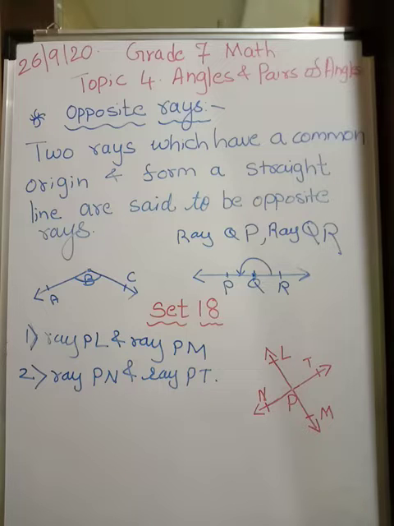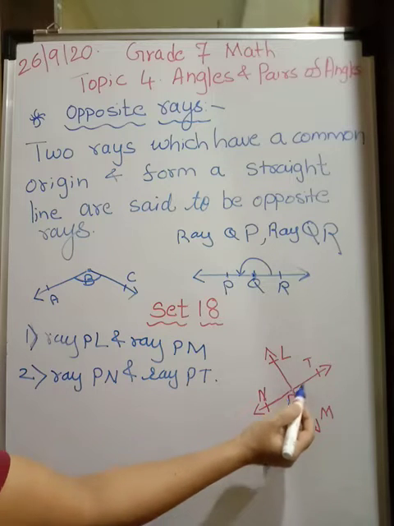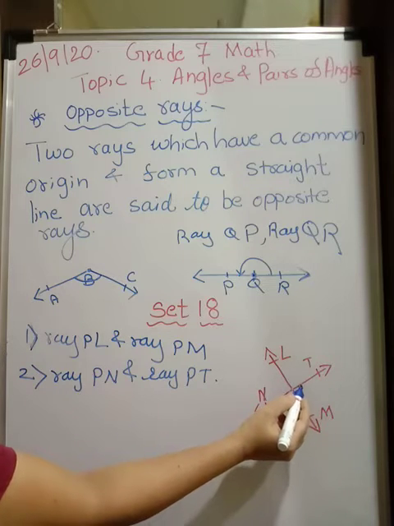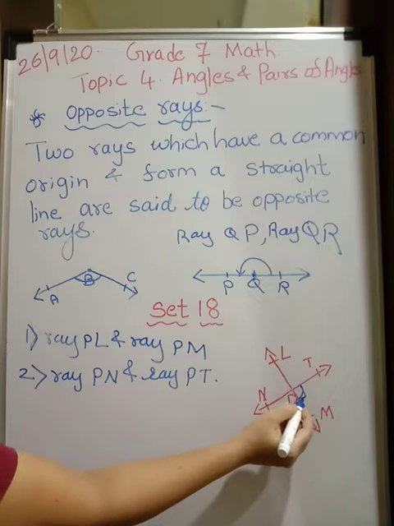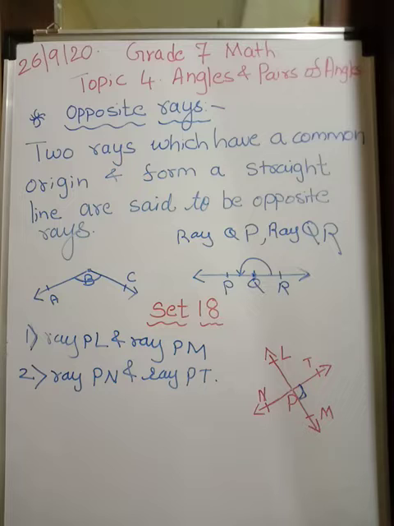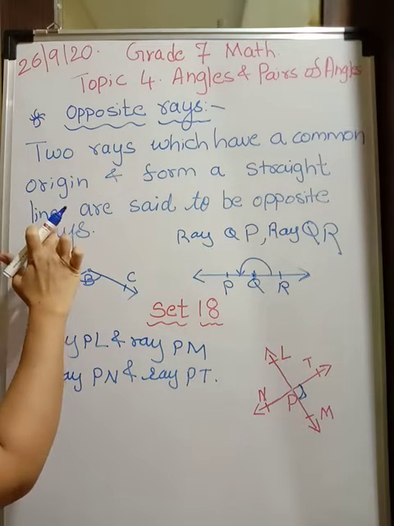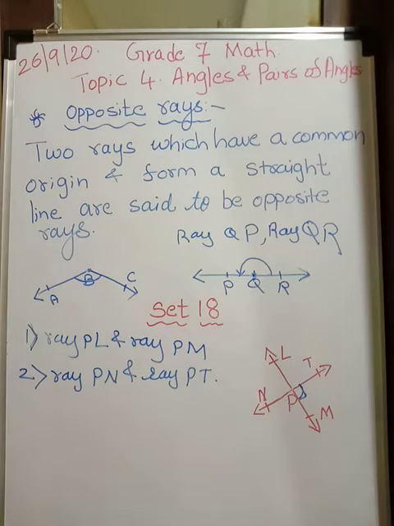Are the rays PM and PT opposite rays? PM and PT. See, PM and PT. These two rays they are asking. Which is the angle over here? Are these two rays opposite rays? No. Because after joining, they have a common origin, no doubt, but they are not forming a straight line. The angle between them is not 180 degrees. So this is your first answer of the first question.